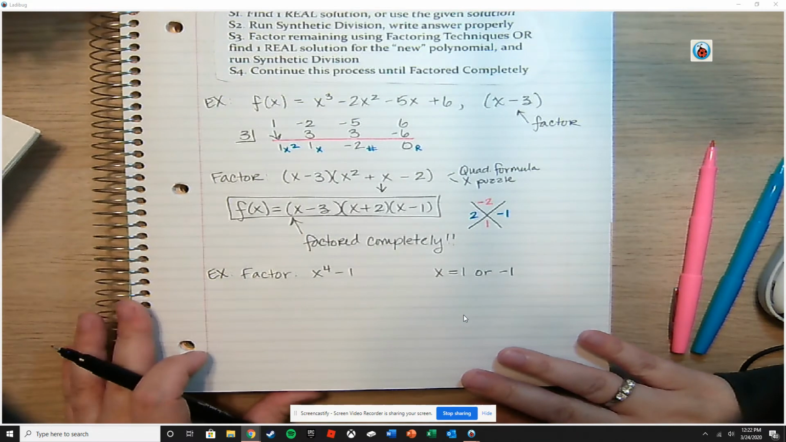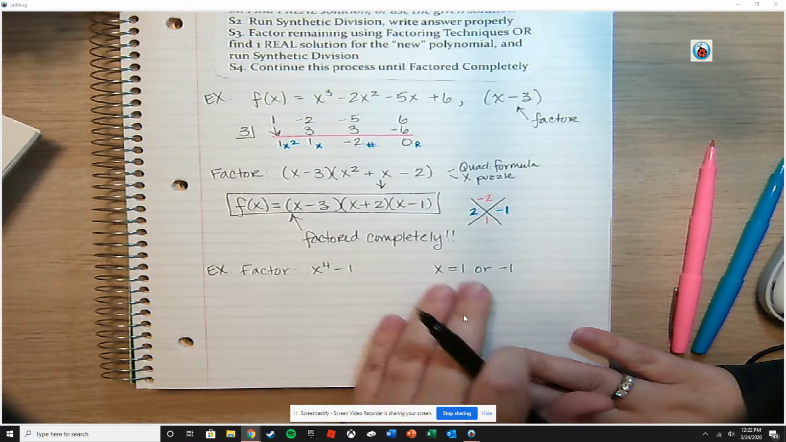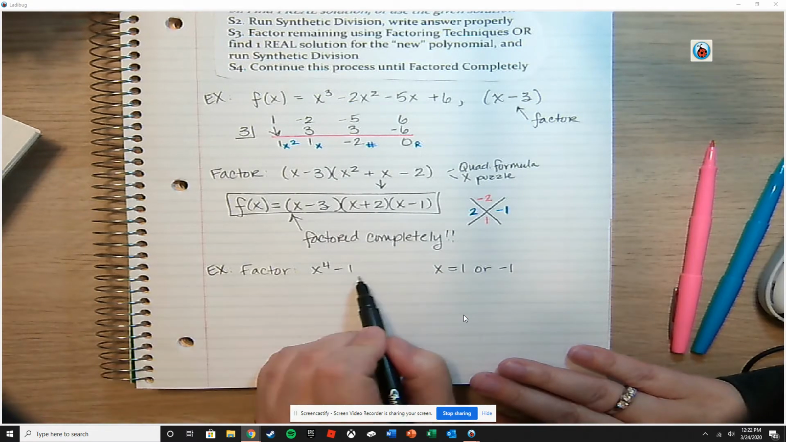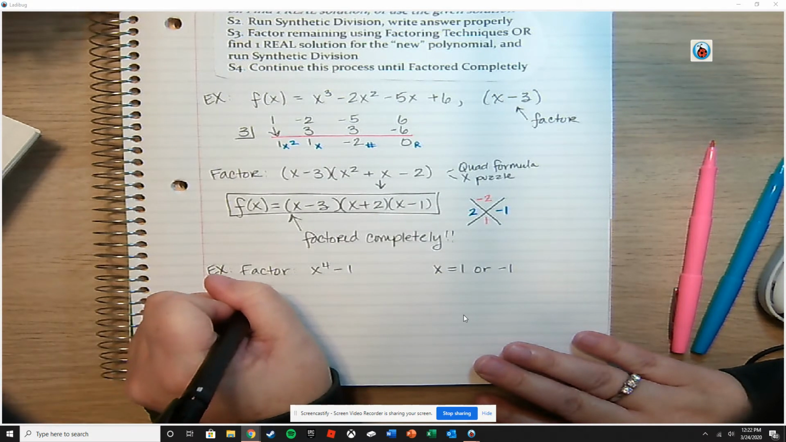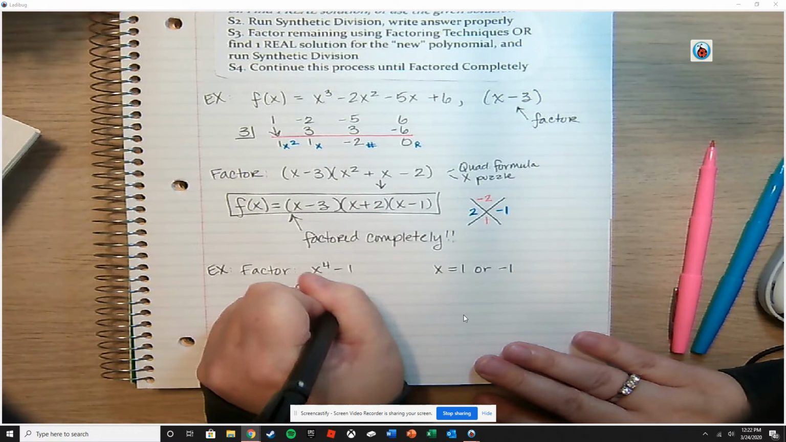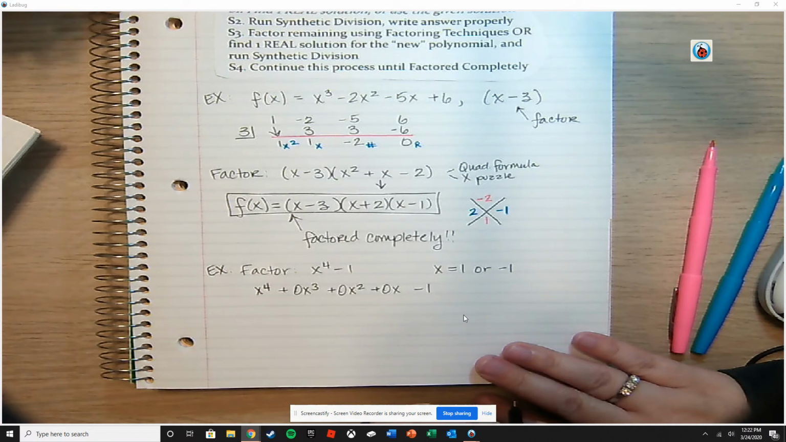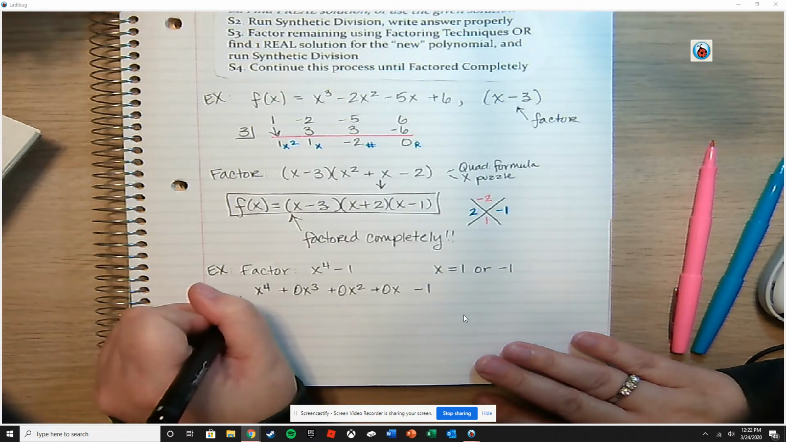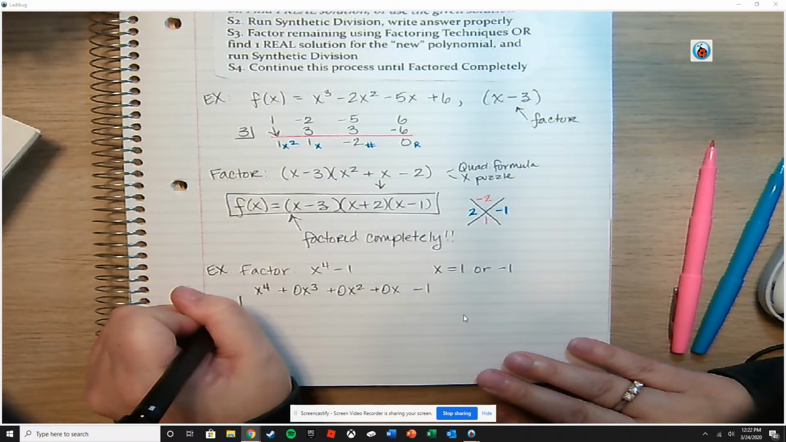So it doesn't matter which one I use. I'm going to now use synthetic division in order to keep factoring so that I can factor it completely, and I'm going to use either the 1 or the negative 1 to get myself started. First thing I've got to do is rewrite this polynomial because remember it's missing some terms. So this is really x to the fourth plus 0x to the third plus 0x squared plus 0x minus 1. Then I'm going to use the coefficients, and I'm going to use 1 or negative 1 so that I can keep factoring completely. All right, so I'm going to use 1.